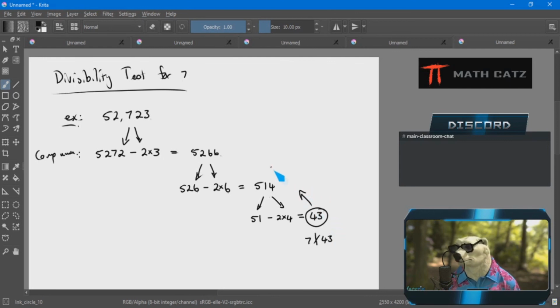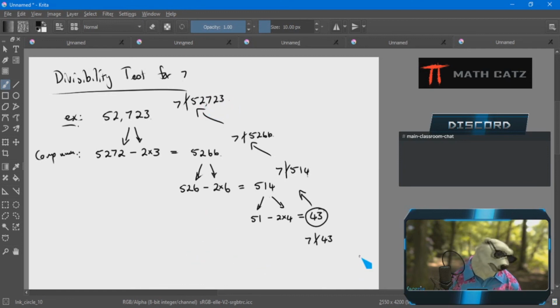Therefore, 7 does not divide into the previous comparison number. Therefore, 7 does not divide into my original. That's the test for 7.